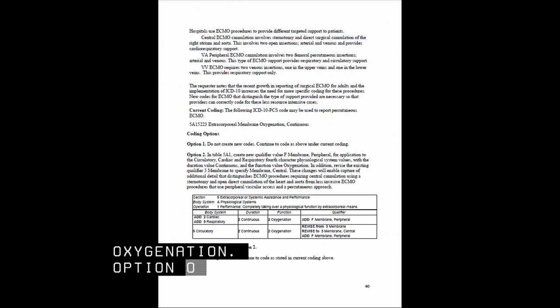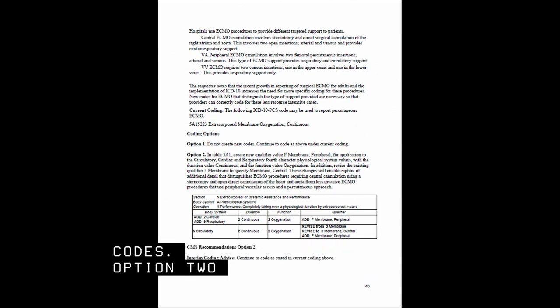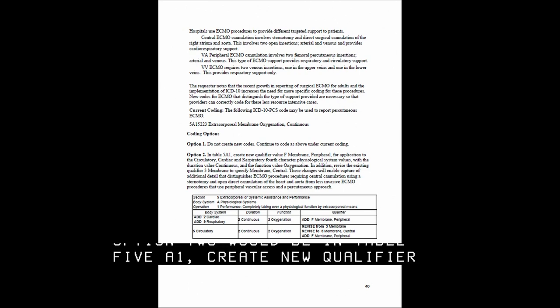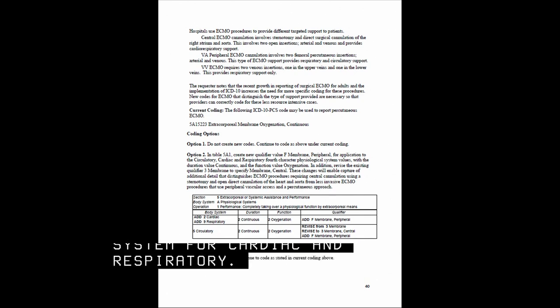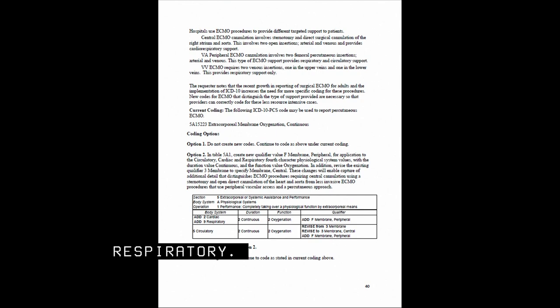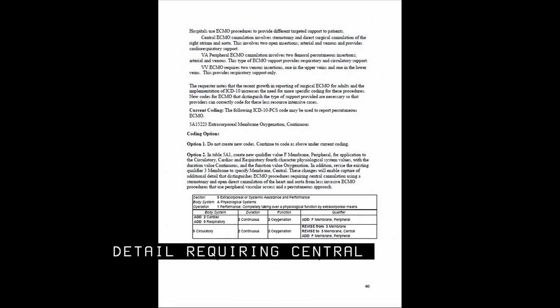Option two would be in table 5A1, we would create new qualifier value F for membrane peripheral to apply to the body system for cardiac and respiratory, and the duration value would remain continuous. And then in addition, we would revise the existing qualifier 3 membrane to membrane central, and this would enable additional detail to distinguish ECMO procedures requiring central cannulation using the open sternotomy approach from the peripheral or percutaneous approach. And CMS is recommending option 2. Do we have any comments?